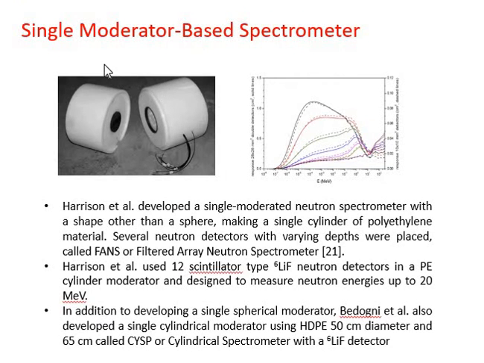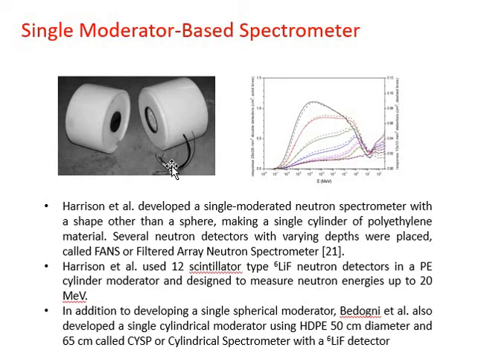Not only spherical, the development of a single moderator neutron spectrometer also includes a cylindrical shape. In contrast to the sphere, whose applications are for multidirectional measurements, cylindrical designs are generally intended for one-directional beam measurements. This design was first developed by Harrison et al., and they used a polyethylene cylinder and lithium fluoride as a detector.